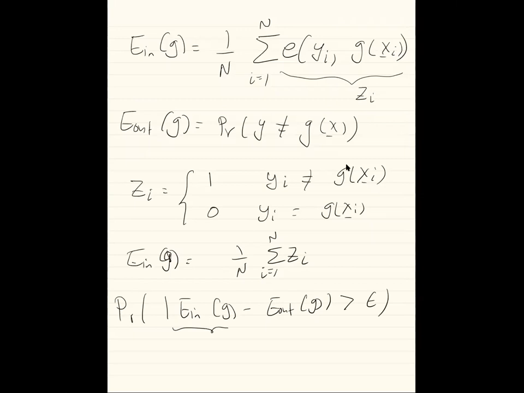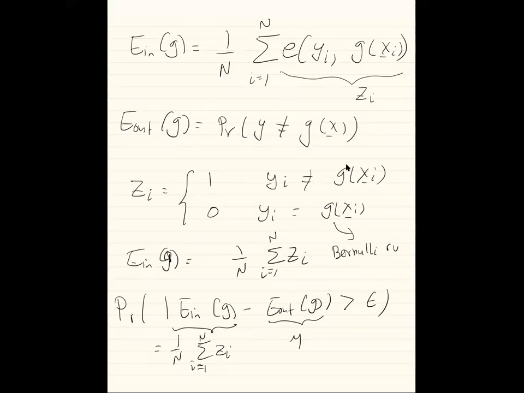And remember, this is like the summation of n Bernoulli random variables. So each Zi is Bernoulli. And this is the mean. So it's tempting to say that we could use Hoeffding. But the problem here is that the Hoeffding inequality cannot be applied.